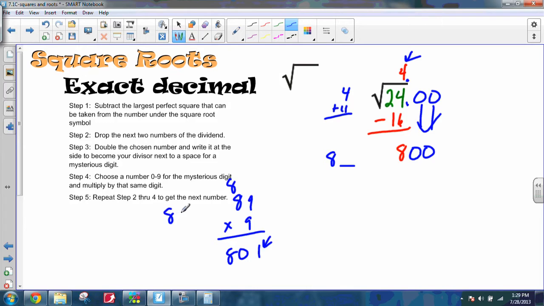So it must be 8. So if I choose 8, I need to multiply by 8. 8 times 8 is 64. And 8 times 8 is 64 plus 6 is 70. So my next digit is 8. And now put the 8 here and subtract 704. This will give me 96.